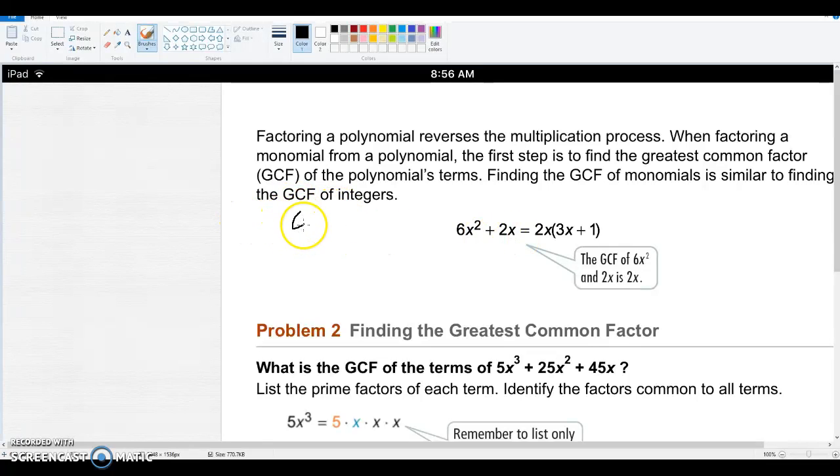For example, 6 can be factored as 2 times 3. And 2 of course can be factored as 2 times 1. So there is a 2 in both of these. Okay, and we have an x squared and an x. Now x squared is just x times x, and of course x is just x. So we have a 2 and an x that's common to both.